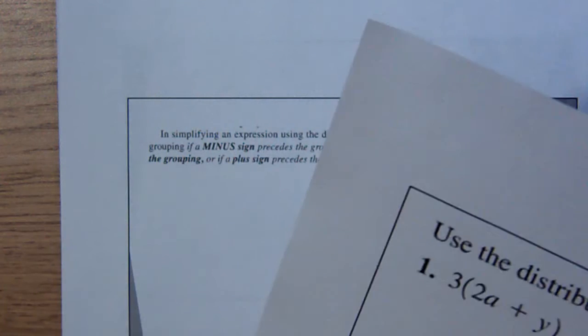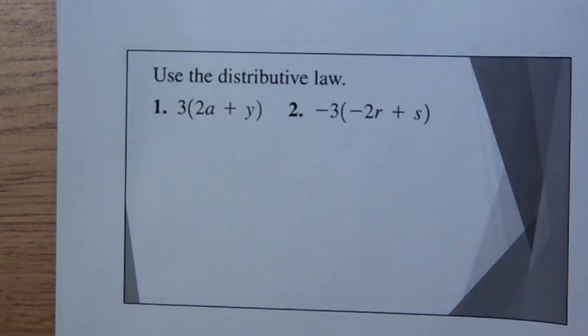One more thing about simplification is if you're simplifying an expression using the distributive law and you're removing the symbols of grouping and a minus sign precedes the grouping, you have to change every term in the grouping. Or if a plus sign precedes the grouping, the signs remain the same for every term. Let's look at a couple of examples of this kind of thing.